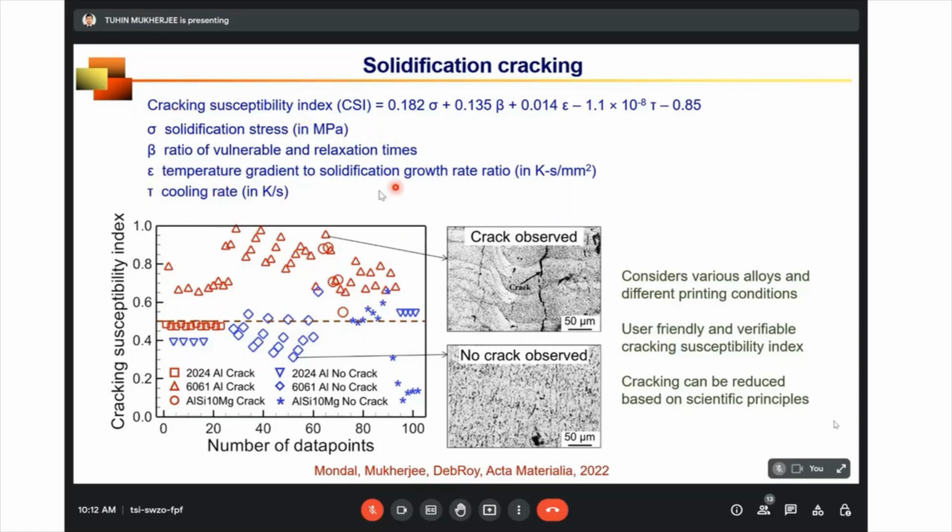So if we have all these four variables, fit them in a very simple linear regression, we can derive a crack susceptibility index, and the magic is it can also give us a delineation above which all experiments show crack, below which all experiments are good with no crack. So even if you do not do the experiment, you have a very user-friendly, verifiable crack susceptibility index to figure out whether for your alloy, for your condition, crack will form or not.